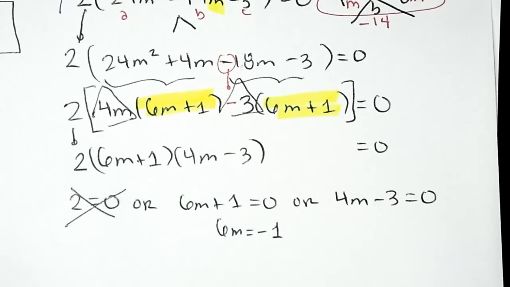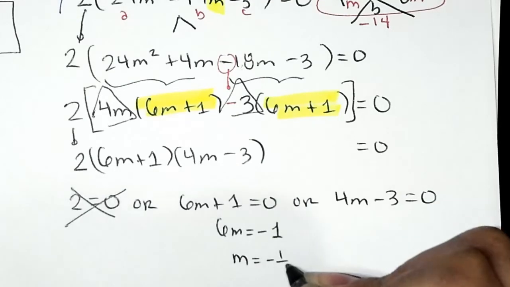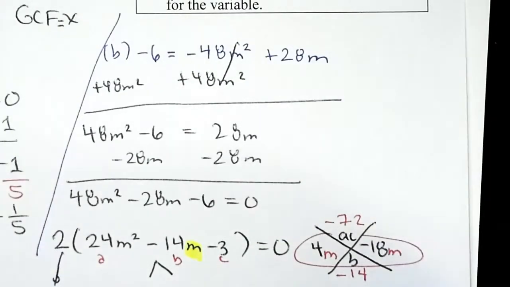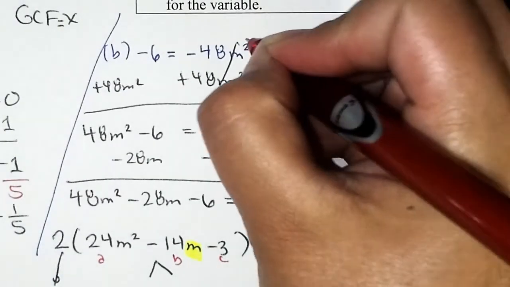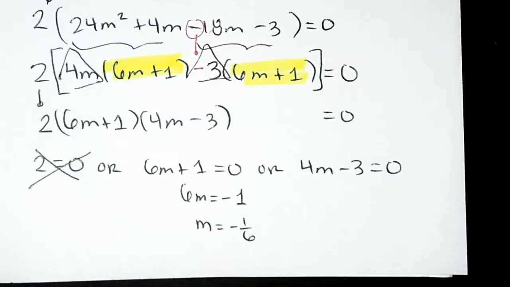And after you divide both sides by 6, that will leave you with m equals negative 1/6. Okay, so the degree is 2. So we're expected to have 2 solutions. Okay, we have our first one. Let's go ahead and find the second one.